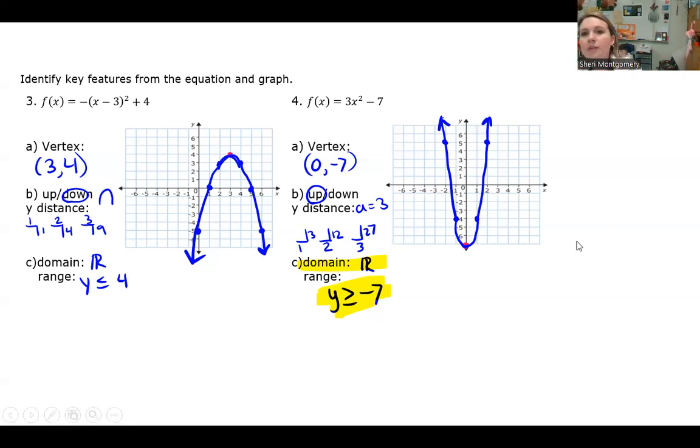Okay, so remember that normally we would go over 1, up 1, but these are saying we're stretching it by 3. So we're going to get to the sky faster. So we go over 1 and then instead of going by 1, we multiply by 3. So we go up 3. And then when we go over 2, instead of going up 4, it's 4 times 3. So we go up 12. So that's what I'm doing right here.